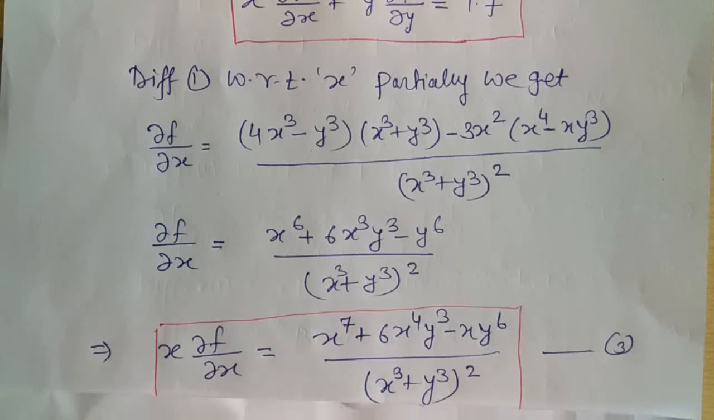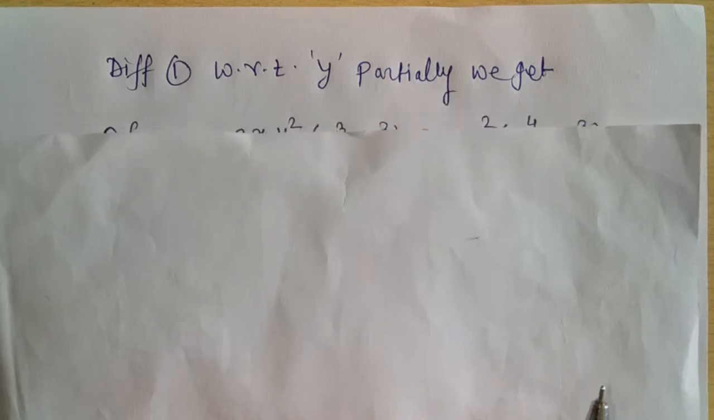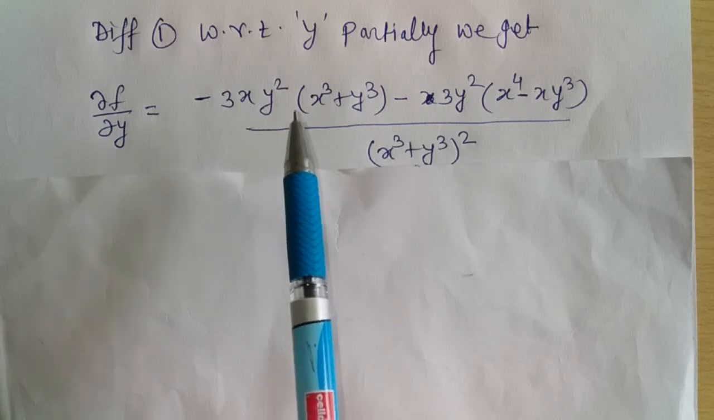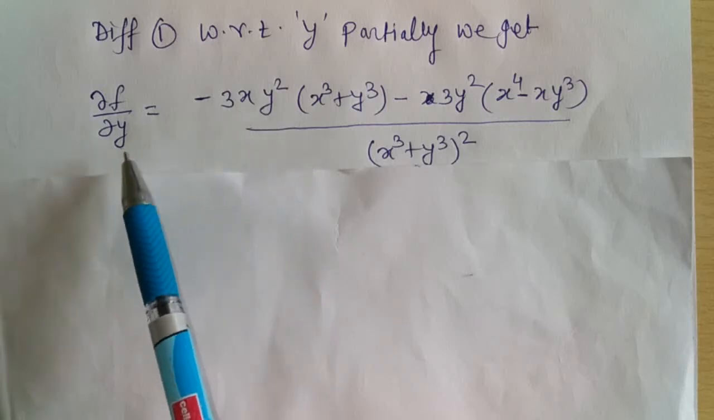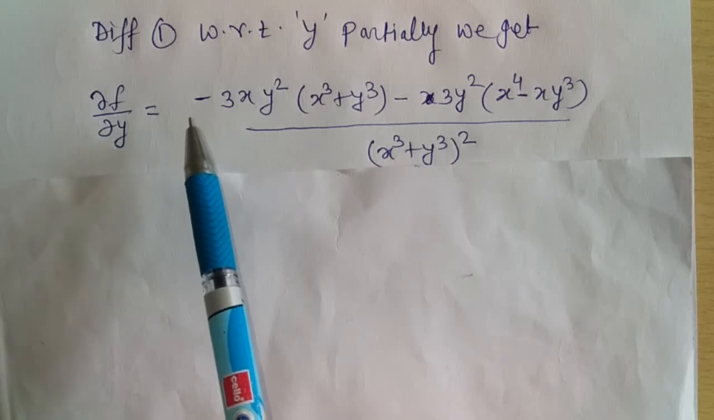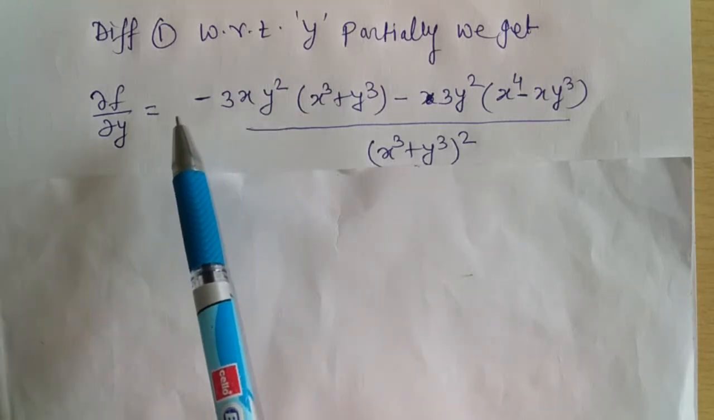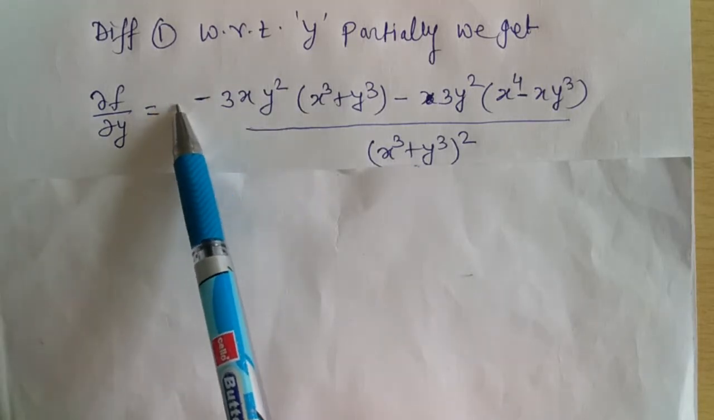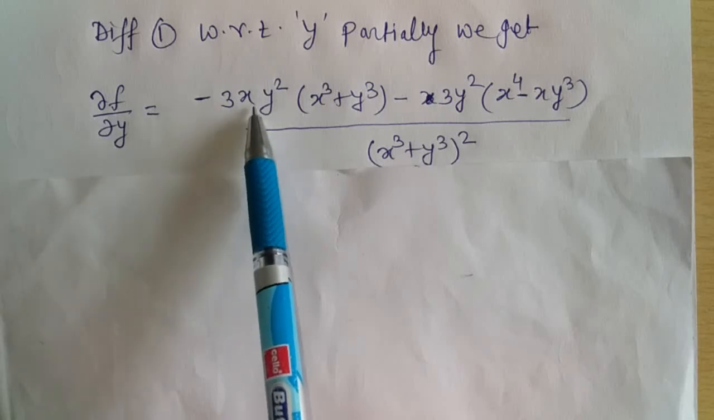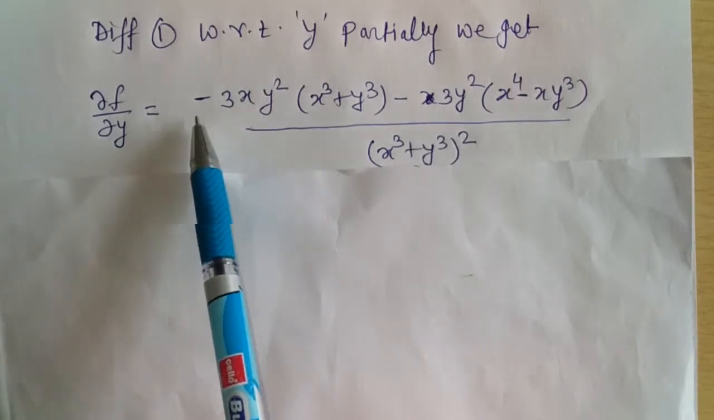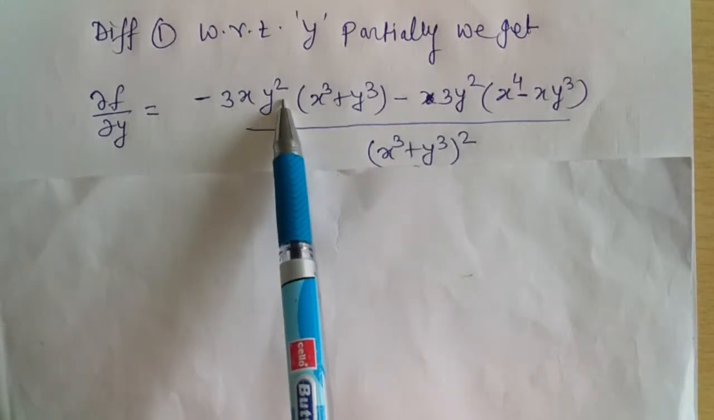Now we differentiate the first equation with respect to y partially. We get del f by del y equal to, now what is the derivative of u with respect to y partially? So u is x power 4 minus x y cube. x power 4 is constant with respect to y, so its derivative is 0, minus x is constant with respect to y, and the derivative of y cube is 3y square. So we have minus 3xy square multiplied by v.